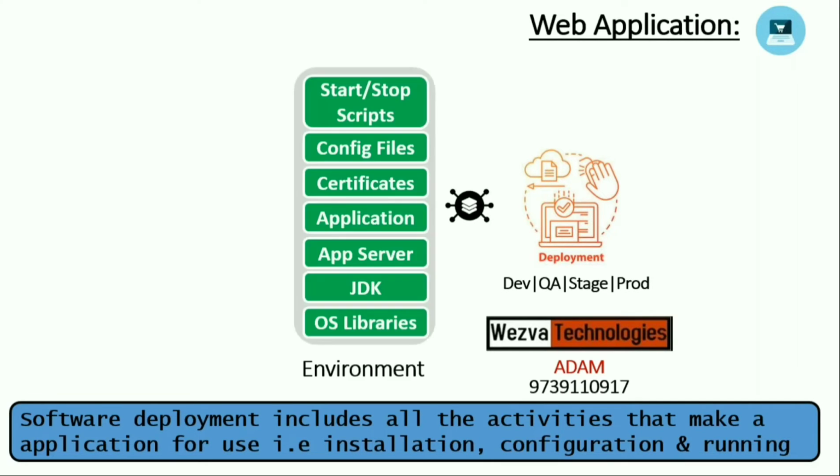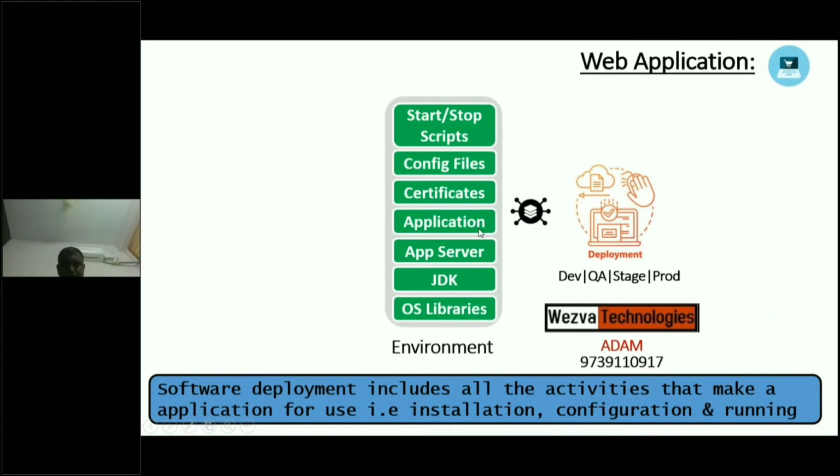And to understand it better, let's take a web application. Let's assume that I have my own web application or a website, like Wezva.com. Let's say this is a Java-based web application. So what is needed for me to say that my application is deployed? Now, installing is where we are not going to talk only about your jar or war in Java, but along with that, what are the other things necessary for your application to run?